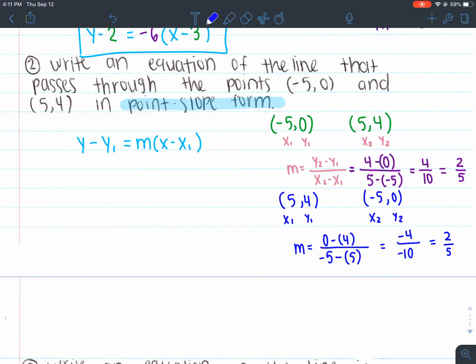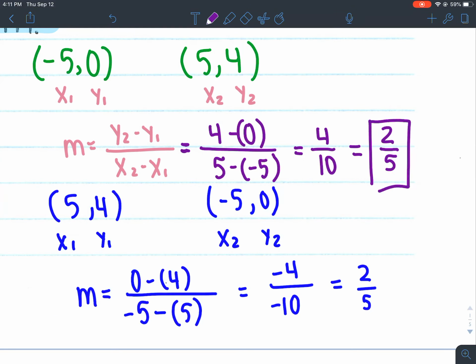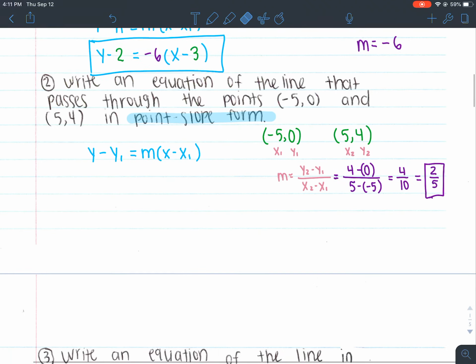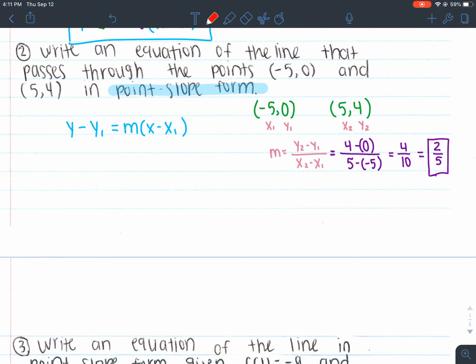All right, now the important part is that I have a slope, right? So I have a slope of 2/5. I know for a fact that my slope is 2/5. I'm going to go ahead and erase all of this. Okay, I have a slope and I have a choice of 2 points. For point-slope form, it doesn't matter what point you pick. You just have to have one of them written in. So let's go ahead and plug in.